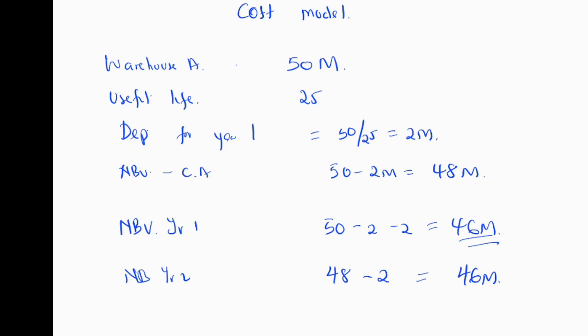The cost model, you just continue with the depreciation. If there was impairment charges, or impairment cost, then you could have used that. You could have subtracted from this.